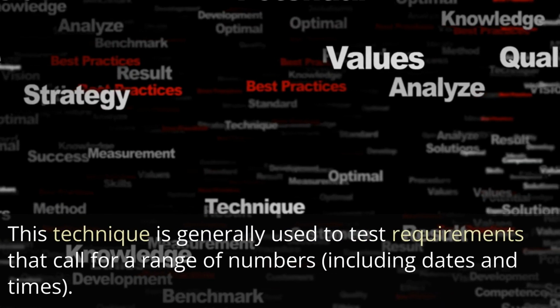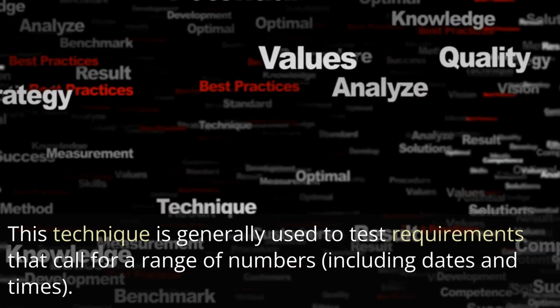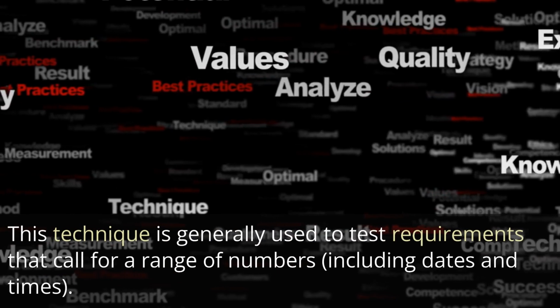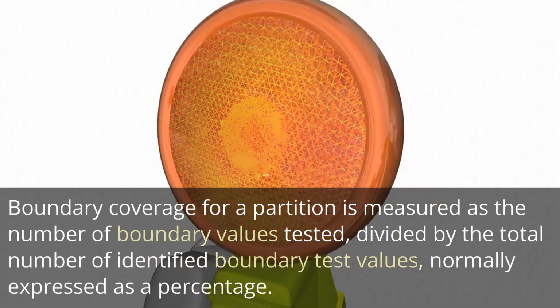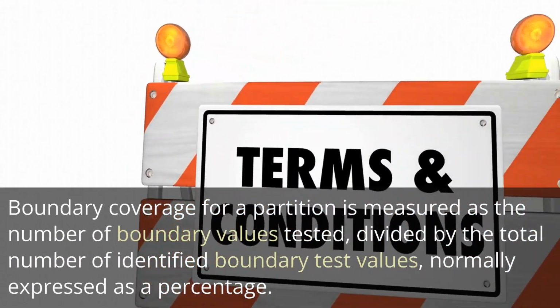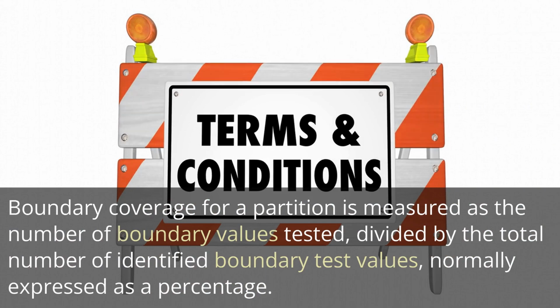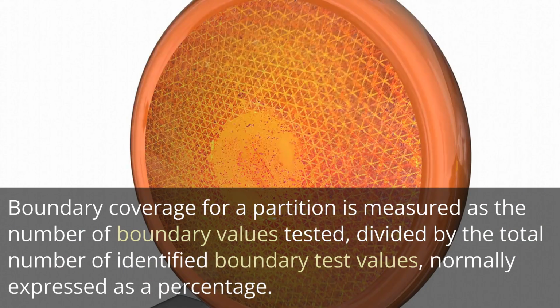This technique is generally used to test requirements that call for a range of numbers, including dates and times. Boundary coverage for a partition is measured as the number of boundary values tested, divided by the total number of identified boundary test values, normally expressed as a percentage.